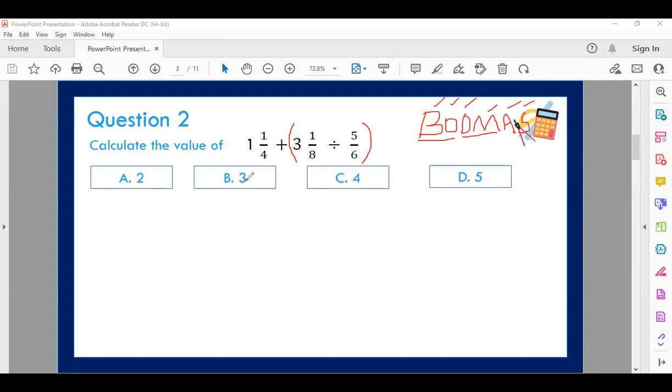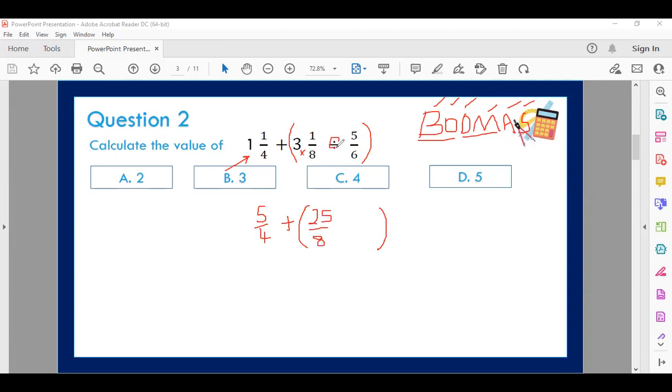So what we will do is rewrite the question. Of course, it is easier to always work with improper fractions. So I will go ahead and change this first to an improper fraction. That would give me 5/4 plus, then I have to wait and get the answer for this part where it divides. So change this also to an improper fraction. I hope you know that. 3 times 8, 24 plus 1, 25/8.